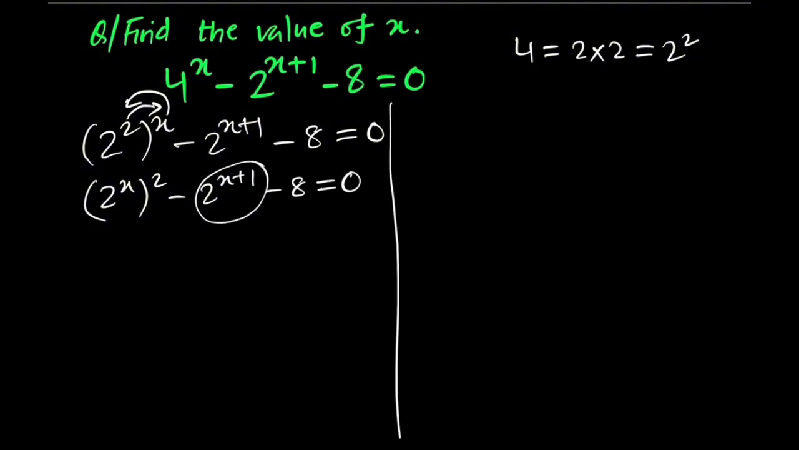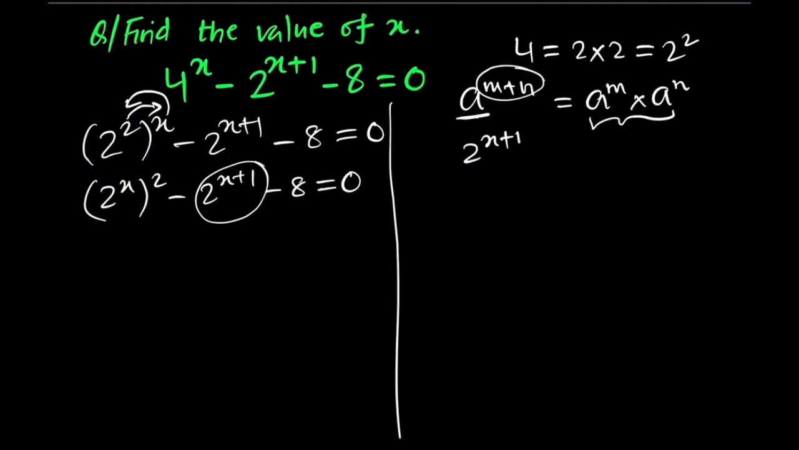Next, I want to break this 2 raised to x plus 1 using the power law of exponents, which is a raised to m plus n equals a raised to m times a raised to n. When powers with the same base are being multiplied, the product is given by the same base raised to the sum of the exponents, that is m plus n. So 2 raised to x plus 1 can be written as 2 raised to x times 2 raised to 1.